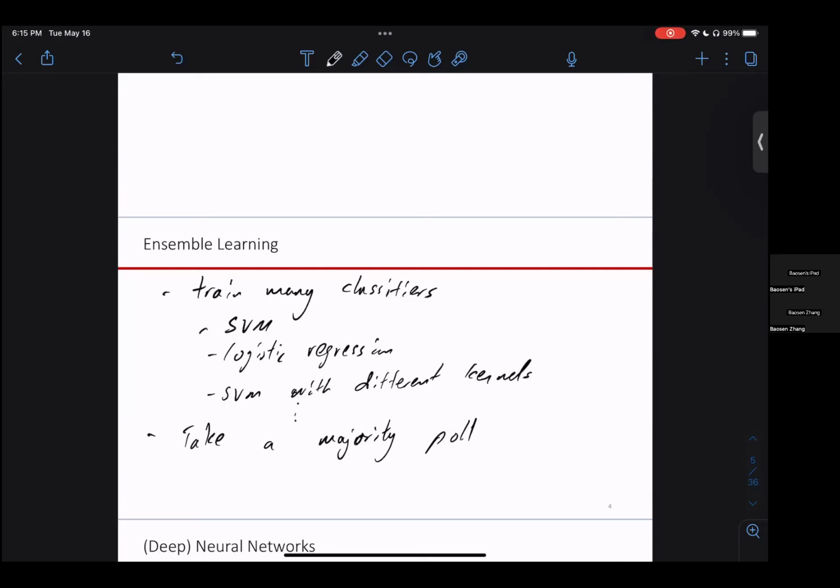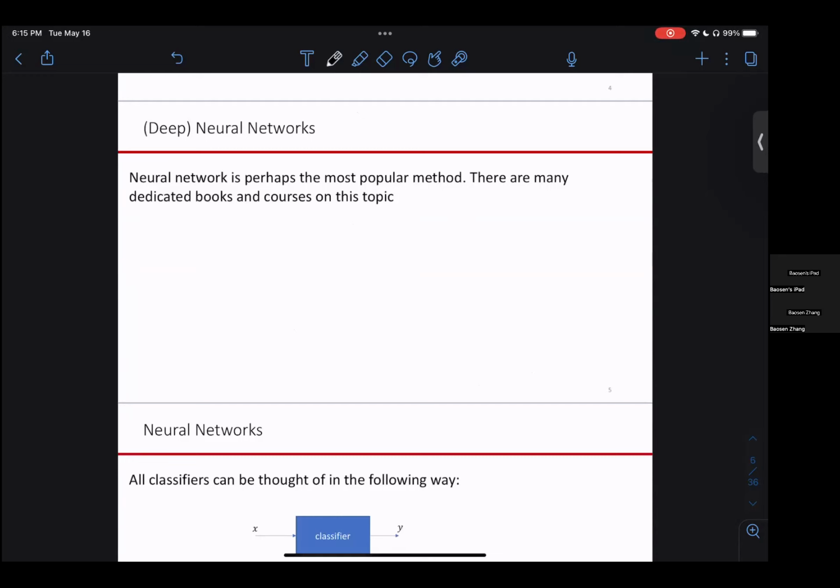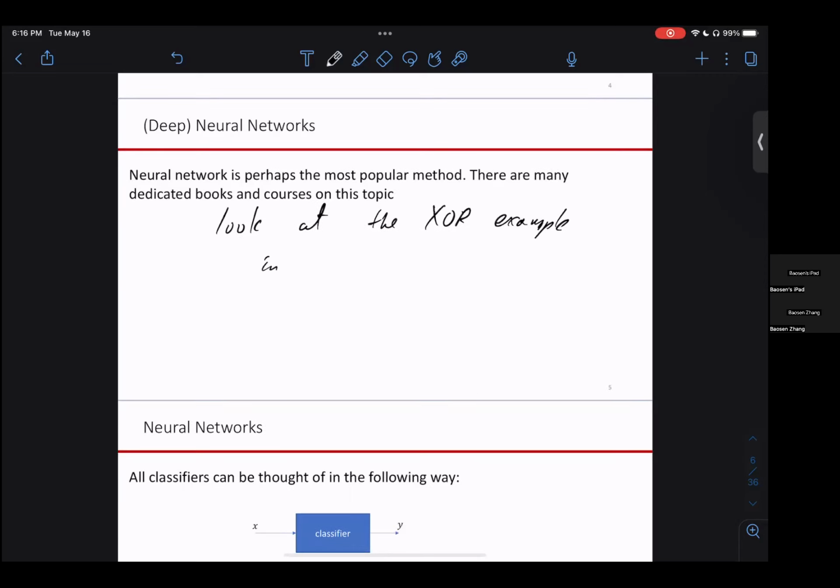Okay, so let's start with the basic idea. This is very popular. There are many, many books and courses, right? So we are not going to go too deep into this, but here we're going to look at the XOR example in this class. If you want, there are online tutorials, books, everything out there. But for this class, we'll get started by looking at the XOR example.